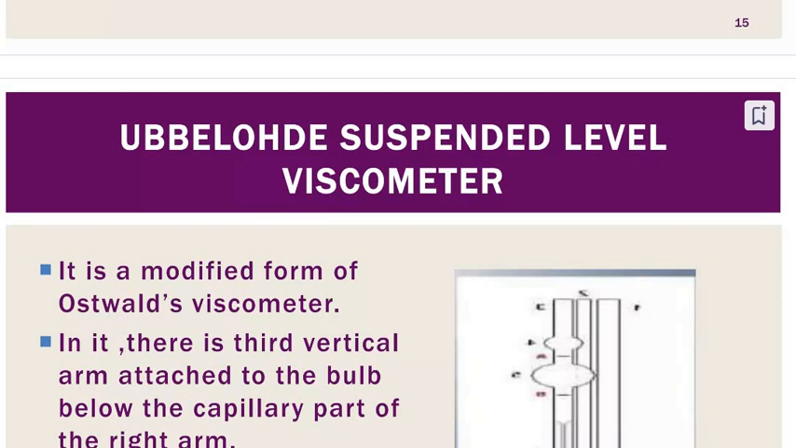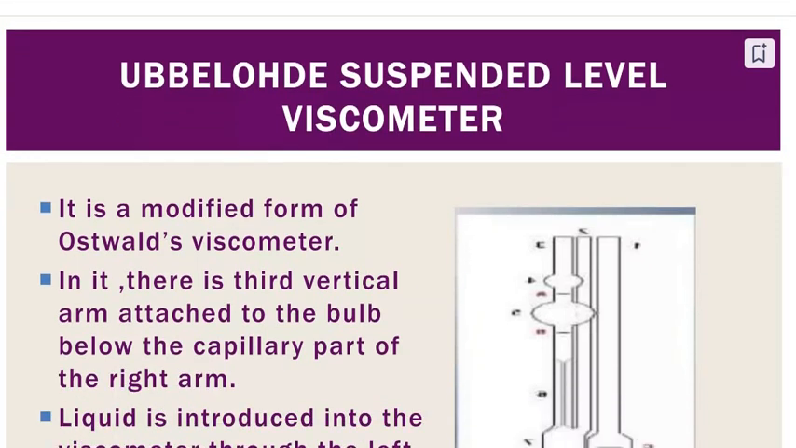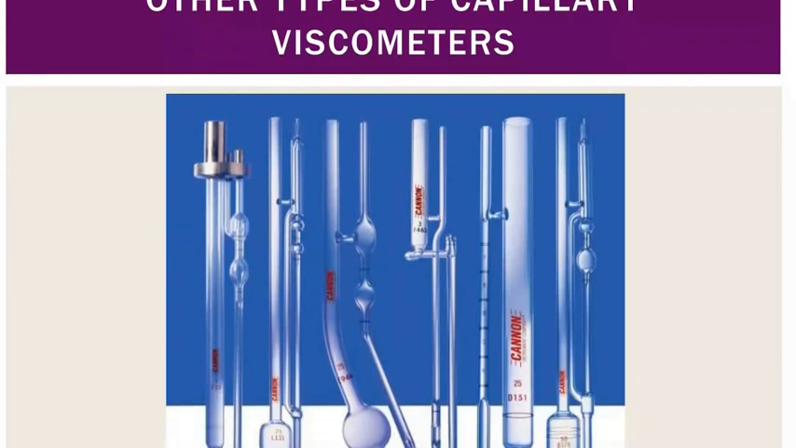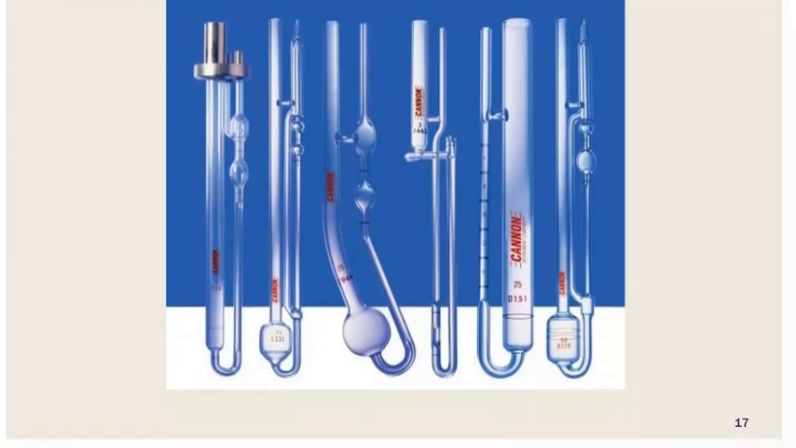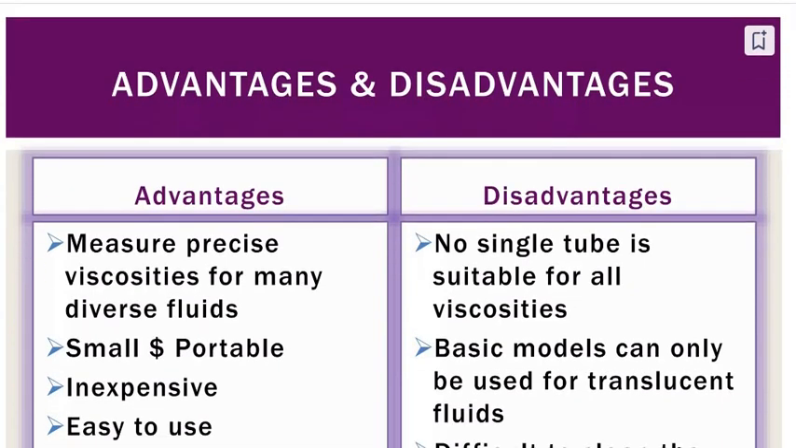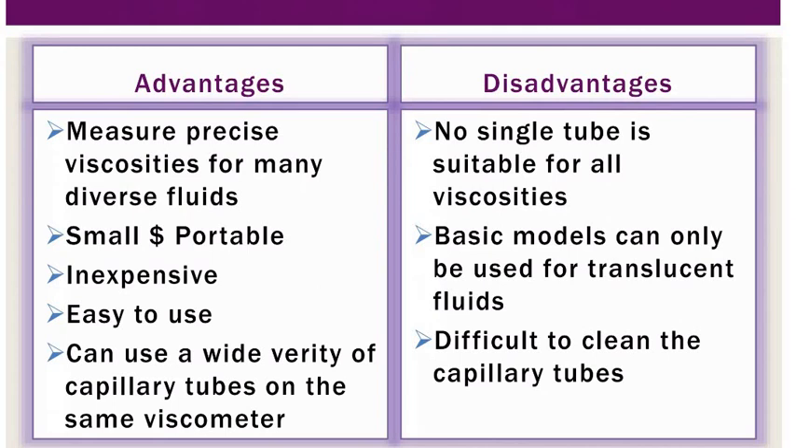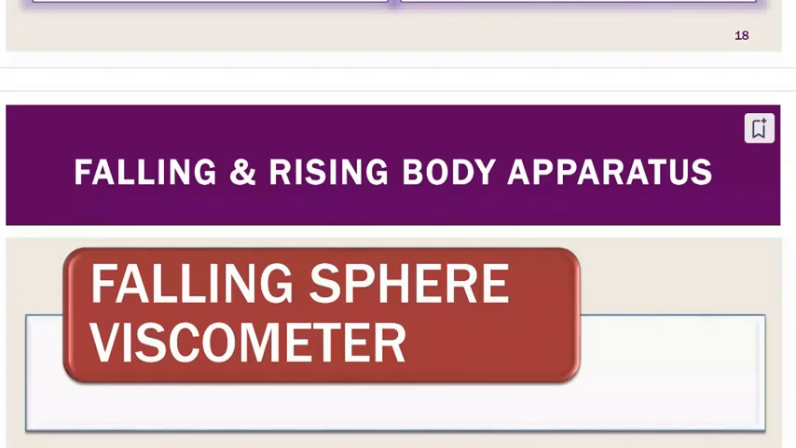And I will skip the suspended level viscometer. I am not going to discuss this one. Other types of capillary viscometer, you can see so many types of viscometer. Advantages and disadvantages: they measure precise viscosities for many diverse fluids. No single tube is suitable for all viscosities, and there are differences.